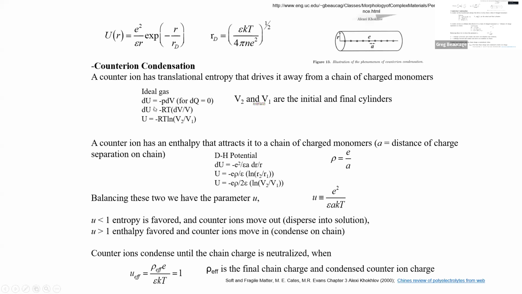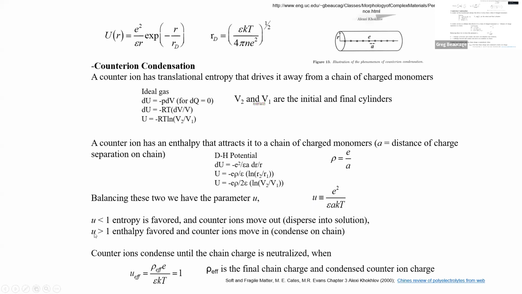So you relate those two together, you equate those two energies, and then you find that you have this parameter U that falls out of that, which is related to the charge, to the temperature, like the Brownian part, and then the charge on the chain. So this is the attractive potential that's making the chain charges collapse. And this is the Brownian motion that's making the counterions not collapse.